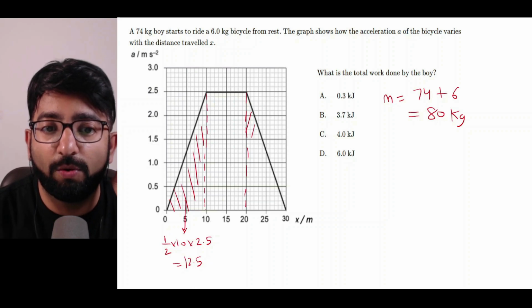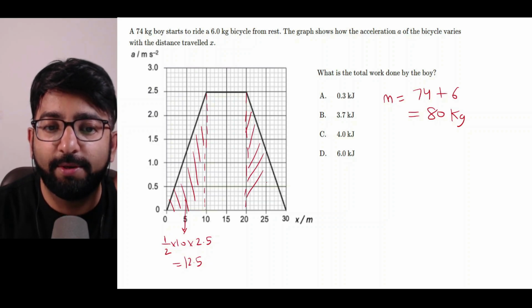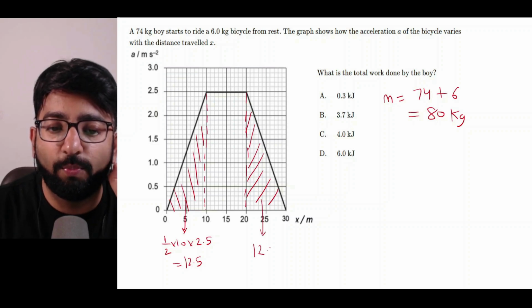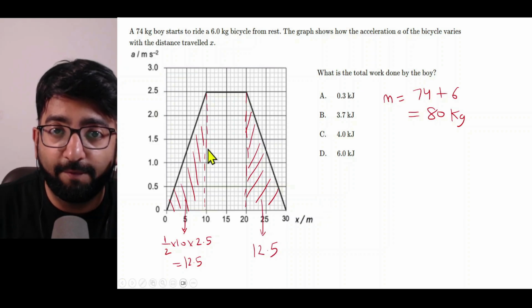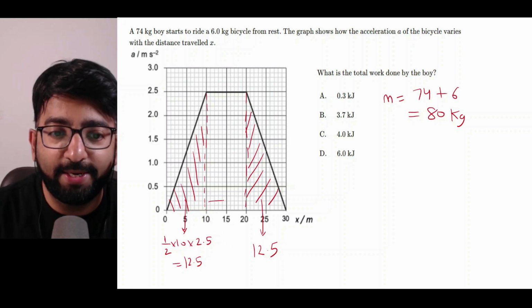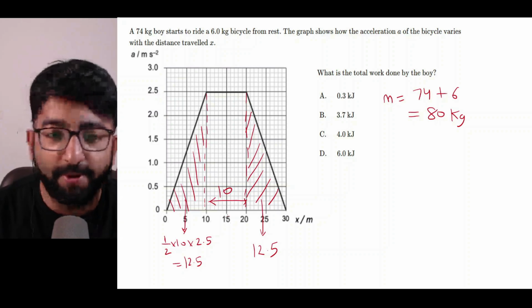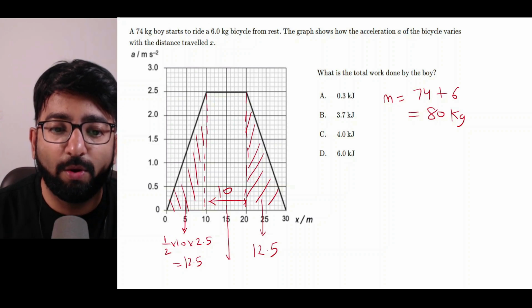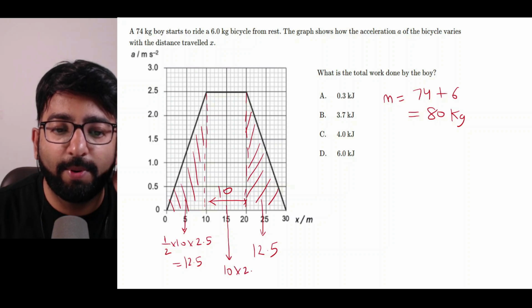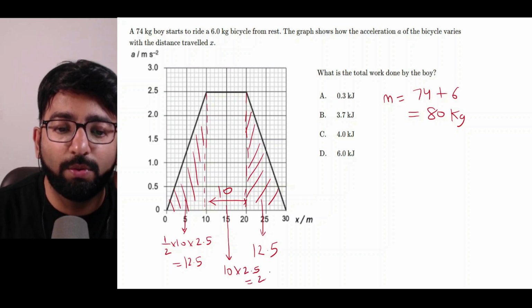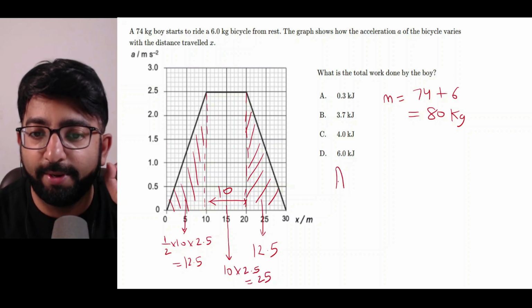Similarly, the triangle on the right side, which I am shading currently, will also have the area of 12.5. But in the middle, we have a rectangle. Now the base of this rectangle is 20 minus 10, so this is equal to 10. And the height of this rectangle is 2.5. Hence we can write down the area of the middle rectangle as 10 multiplied by 2.5, which is equal to 25. So what is the total area?